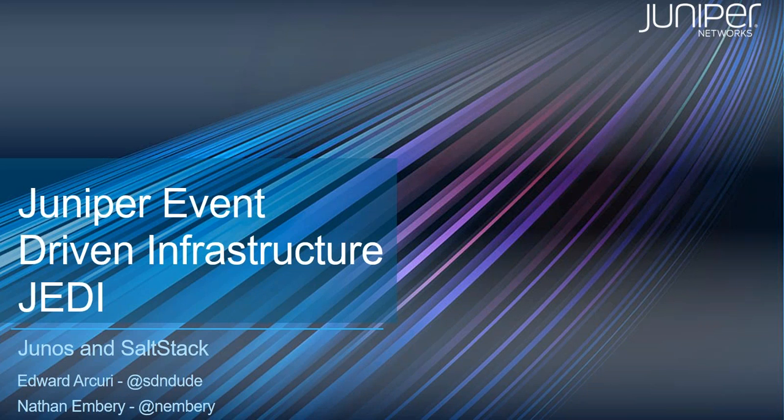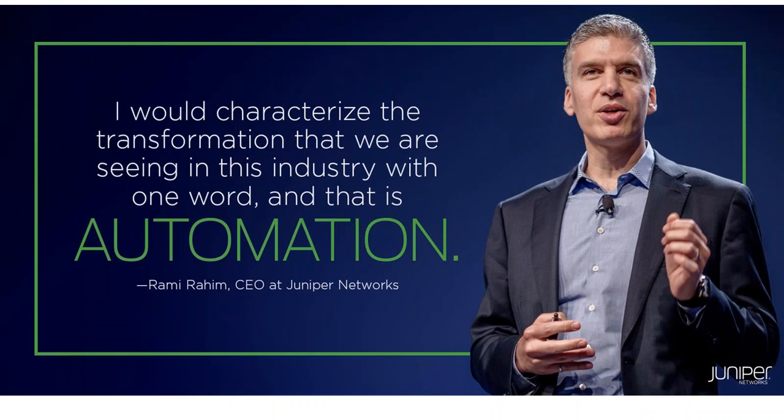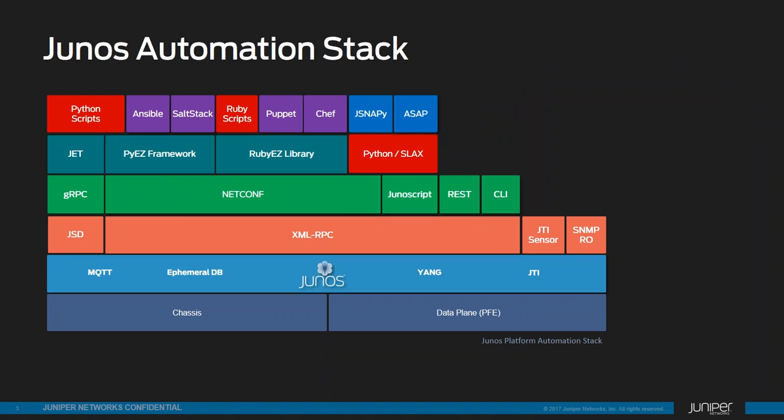So for those that don't know, this is our CEO, Rami Rahim, and a few years ago he essentially put a stake in the ground and said that the transformation in the networking world is going to come down to automation. For those of us that have been doing automation for a very long time, we were happy to hear this, and we were also terrified at the same time because of the amount of work that has to go into it. And luckily, because Junos is such a good operating system, it was originally designed with automation in mind, or programmability.